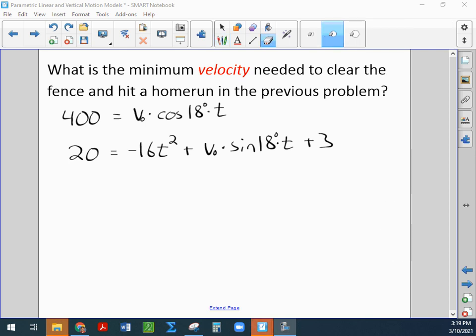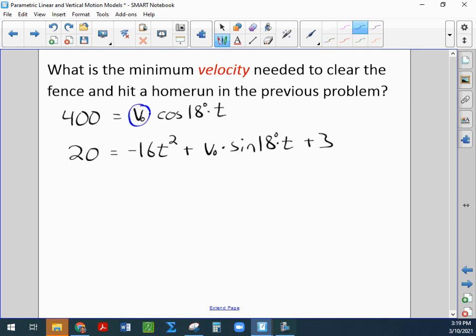So this is the same example that we did earlier today, but this time we're going to figure out what the minimum velocity is needed in order to clear the fence and hit a home run instead of the minimum angle. Again, I have a system of equations, and so I can choose to either get t by itself or the velocity by itself. I think for this one, I'm going to get the velocity by itself.